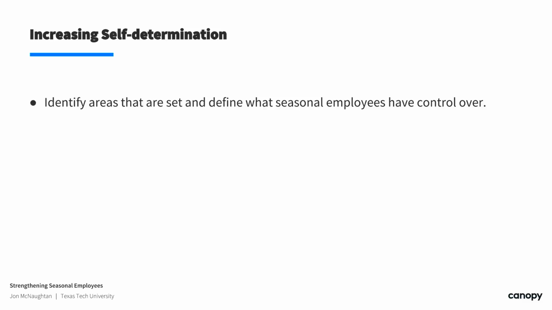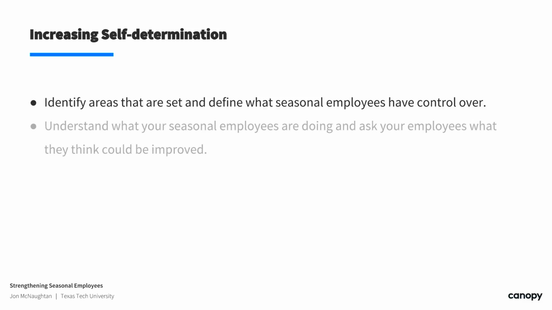The second one is understanding what your seasonal employees are doing and asking them what they think could be improved. When we give people opportunities to do things on their own, we also need to give them that empowering feeling of saying, and then I want you to tell me what worked best for you. Because we as an organization are always trying to get better. You tell me what worked and what didn't work. That's very empowering, and it also allows me to have some self-determination, right? I can share with my leader the things that are working for me and the things that aren't.